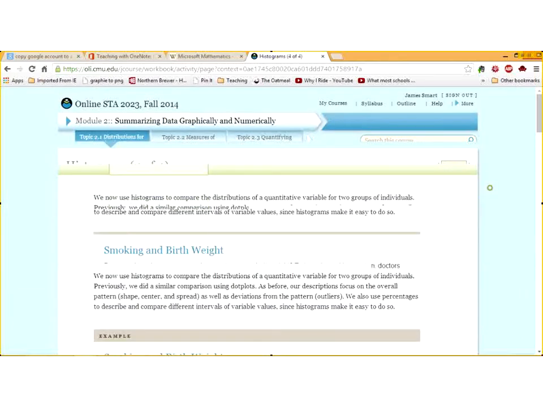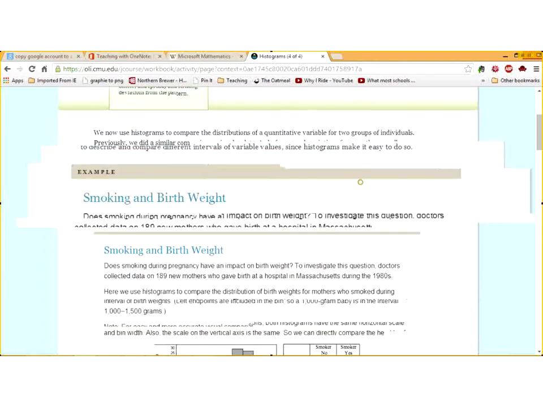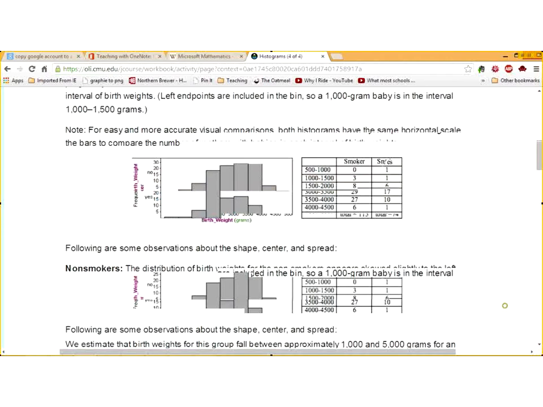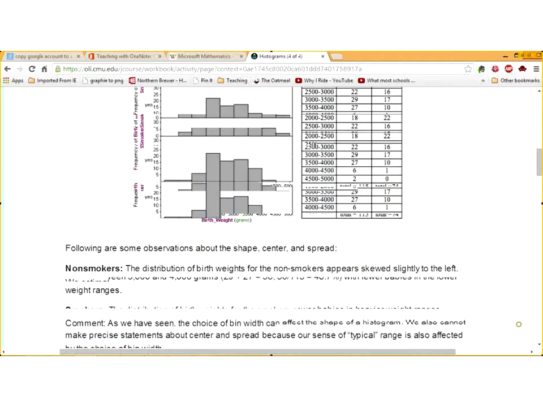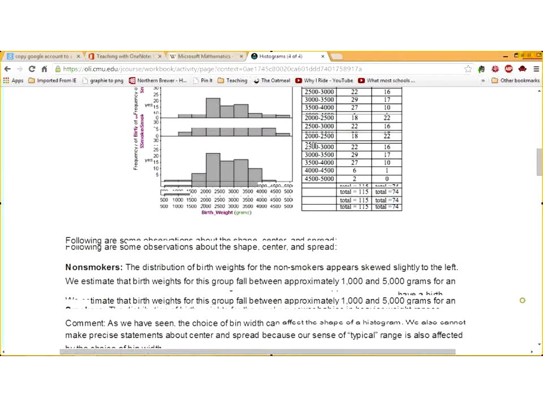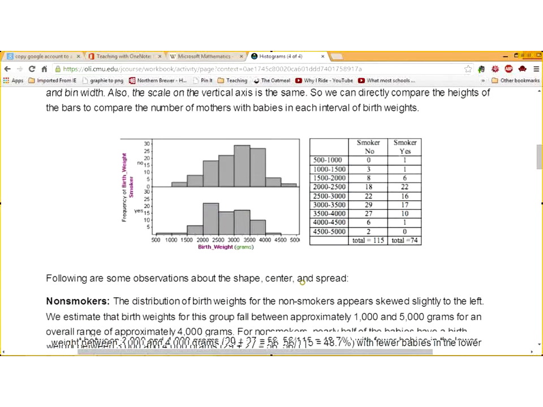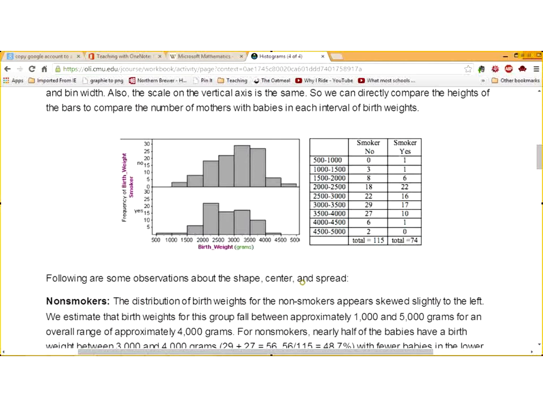All right, and then the last page for this is now using histograms to make comparisons. Like for this one, let's take it as big as we can. This is the birth weights of women, and you've got one histogram for women who smoke, which is the one at the bottom, and one histogram for women who do not smoke, which is at the top. And these are showing the birth weights.